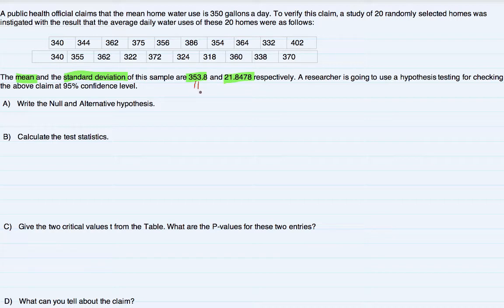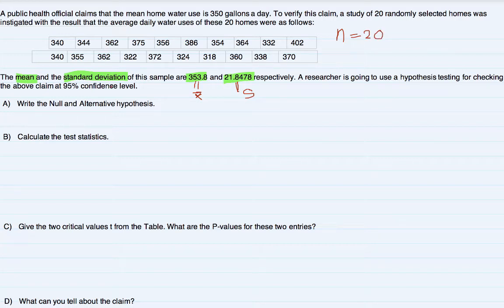So the mean of the sample, we write down x bar. Then the sample standard deviation, which is 21.8478, is s, simple s. Then 20 over here, that is the sample size, n equals 20.